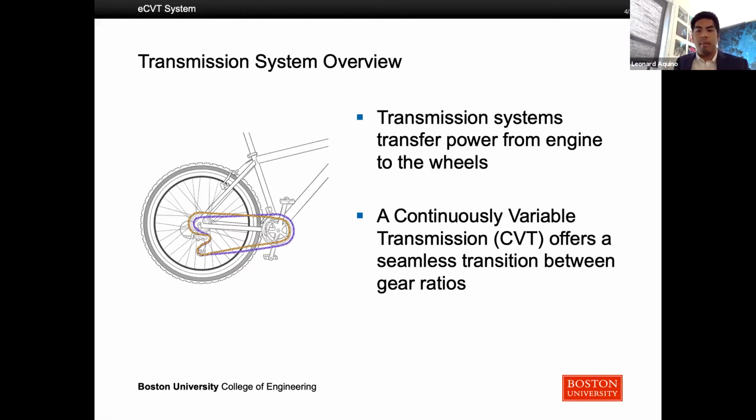The problem with bikes and manual transmission in cars is that you will feel the transition between these definitive gear ratios. So a continuously variable transmission system is an automatic transmission system that can smoothly transition between a wide range of effective gear ratios.